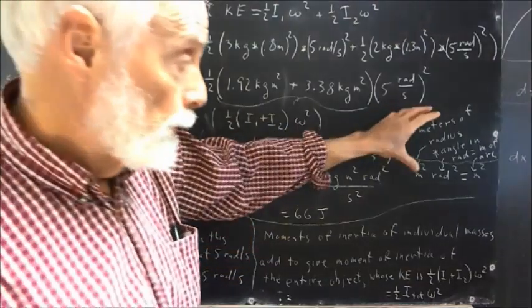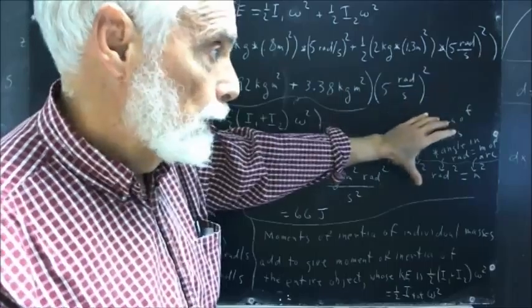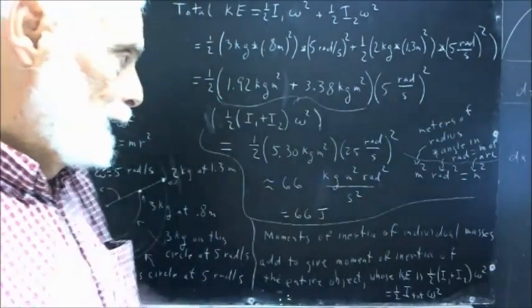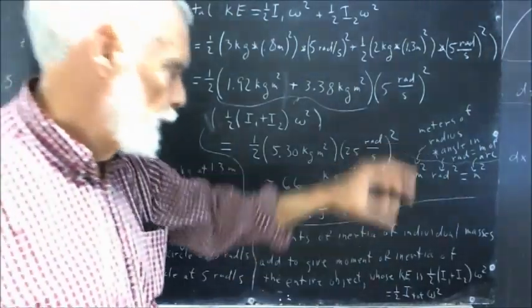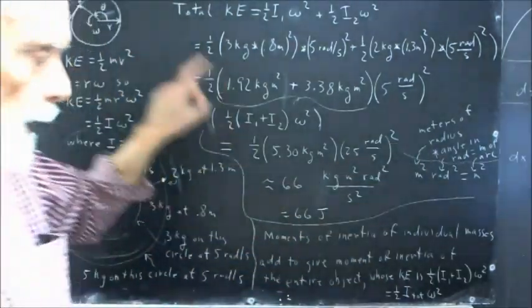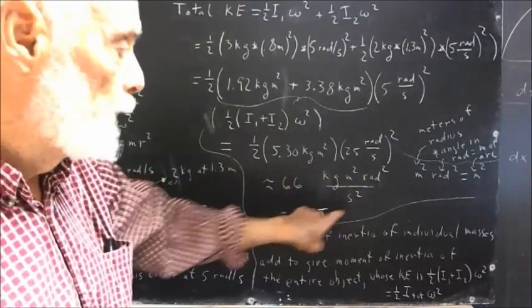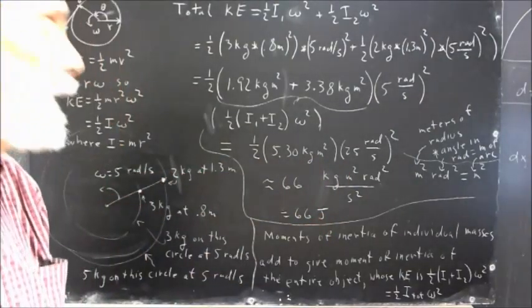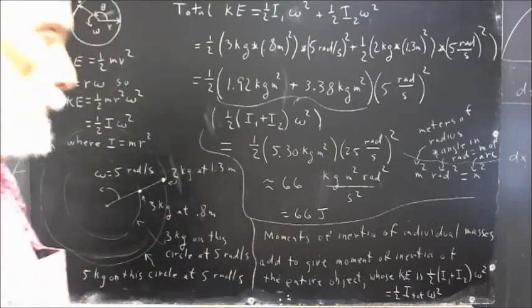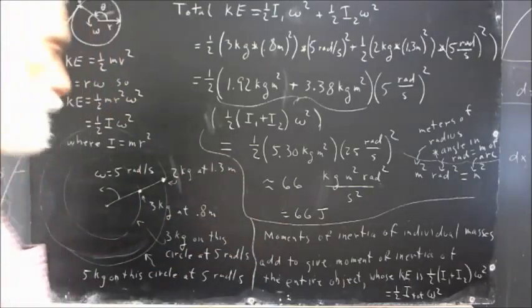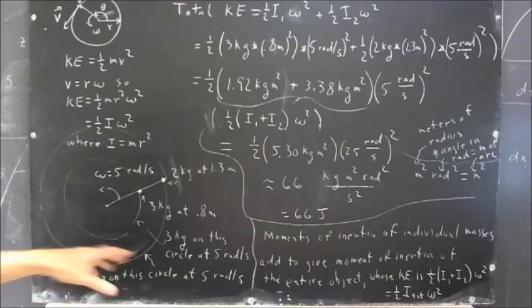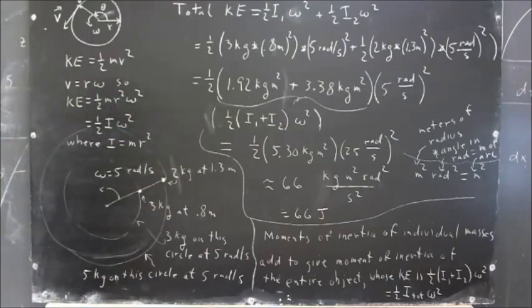I advocate rigorous use of units, but that's a little more rigorous than what you usually see in a course. We just kind of wave our hands and make the radians go away and appear wherever they need to. Okay, anyhow, we do end up with kilogram meter squared over second squared, which is joules.